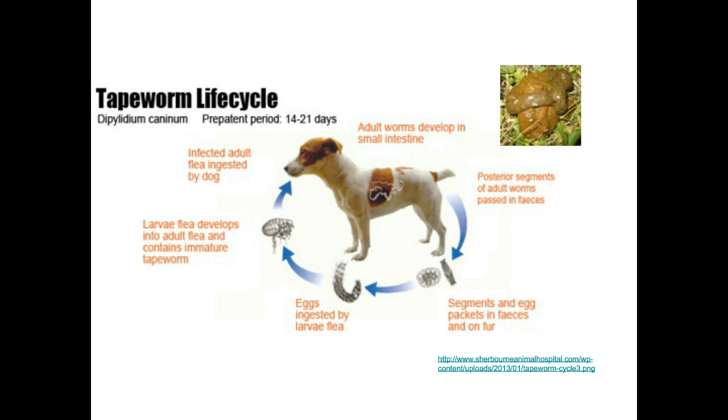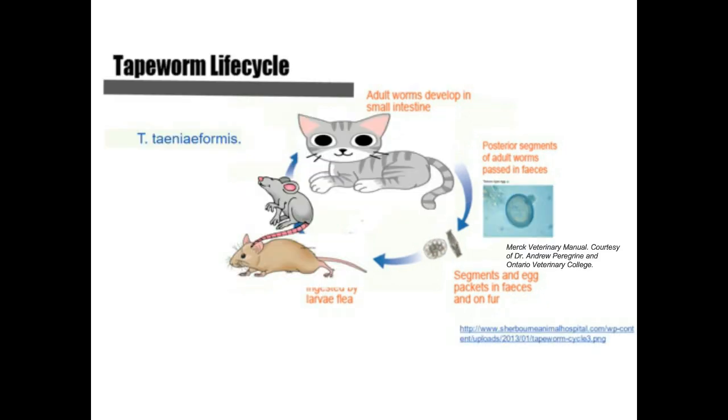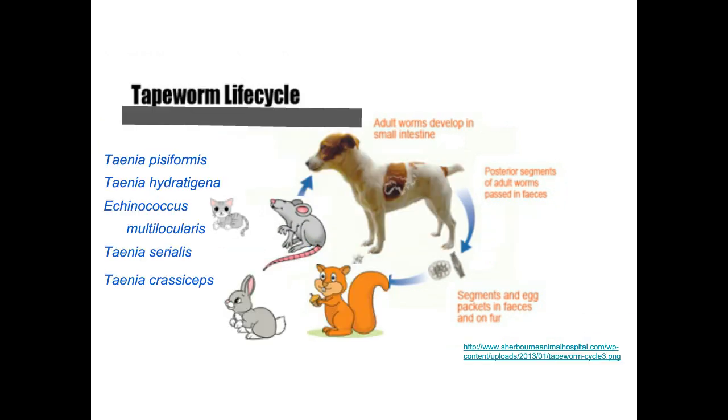That is important to know. They cannot get it from ingesting just the proglottid. It has to go through the flea, or some of the other tapeworms have to go through something else. I talked about some of the other tapeworms. There is a cat tapeworm that has to go through a rodent to become infected. So of course, if you have an outdoor cat that's eating rodents, that is how they're going to get this tapeworm. There are some other tapeworms that dogs can get if they eat the squirrels and the rodents and the cute little bunnies out in the wild. They can have these other tapeworms. So just to note some of those.